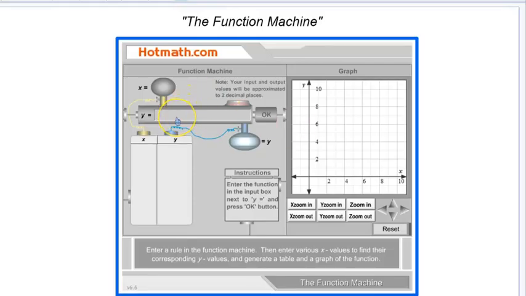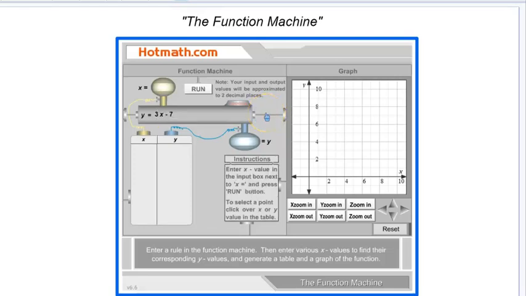I'm just going to make up an equation here. It'll be a linear equation. So we'll say 3x minus 7. All right. And then I'm going to click OK. Now, remember, input is what x represents. That's the independent variable. So I can choose any number I want for this. I'm just going to say -3 is my input.